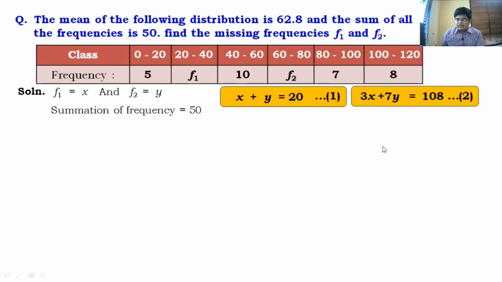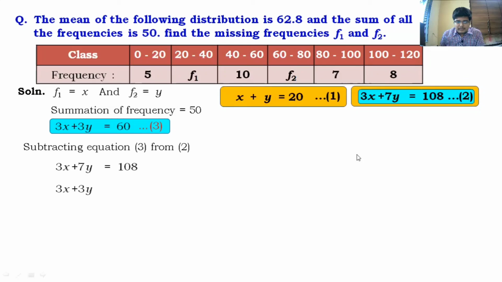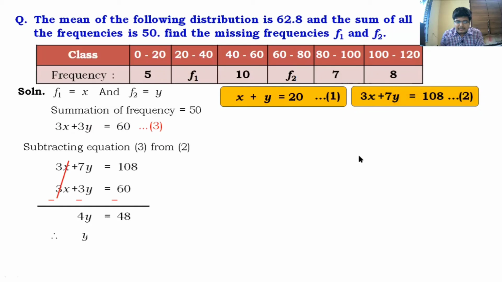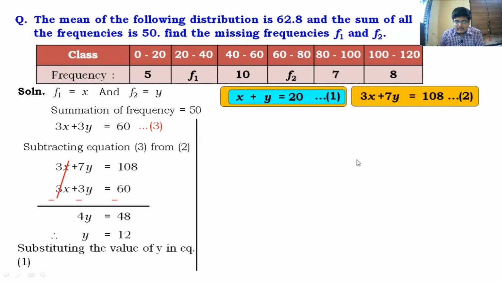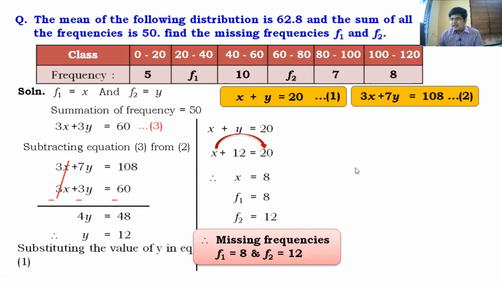Alright, so I hope you guys have solved it. Here, when you solve, I'm not showing the steps in detail. I'm sure you guys will manage it. So here guys, when you solve these two equations, you will get y is 12 and then we'll get x is 8. So final answer, the two missing frequencies are 8 and 12. That's the final answer. So with that guys, we'll end this video.